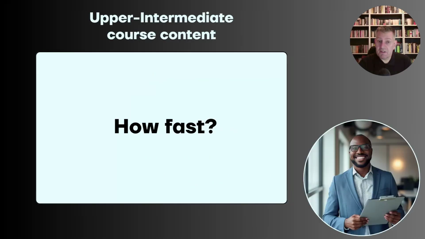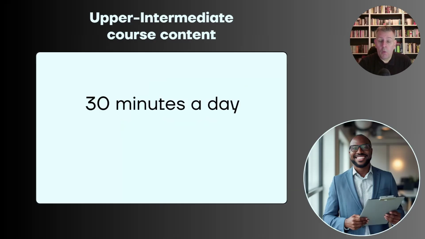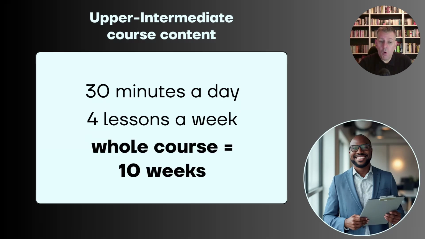The question is, it's Fast Track English. How fast is it? Well, I would recommend that if you can do 30 minutes a day, which is the equivalent of one lesson, and you can do 4 lessons a week, then the whole upper intermediate course will take you 10 weeks.